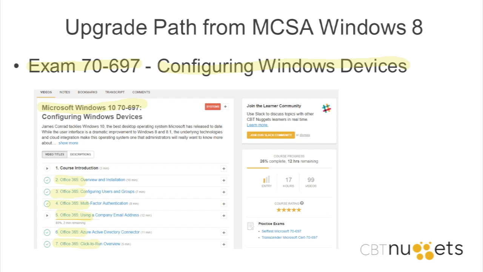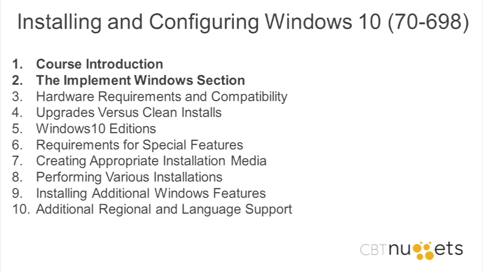What begins this week is our new course, and that's the one that's totally Windows 10 centric, Installing and Configuring Windows 10, 70-698. I will begin, of course, with a course introduction, but then I'll quickly move to a nugget that introduces you to your first overall section of nuggets. The first overall section of nuggets that you're going to experience in this course is the Implement Windows section. So sure enough, we're going to look at things like hardware requirements. We'll take a look at the Windows 10 editions.